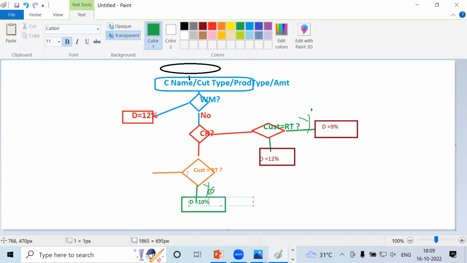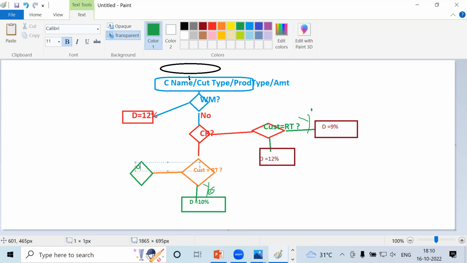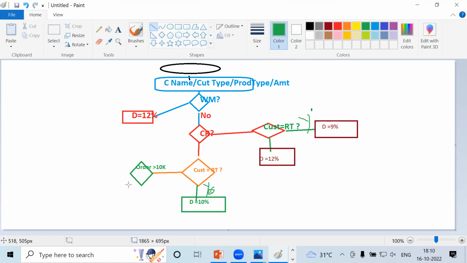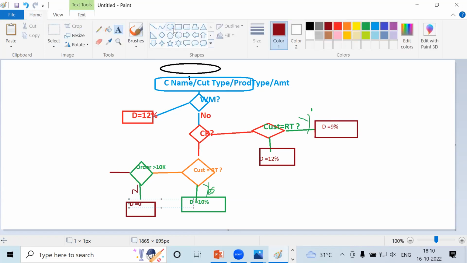If he is not a retailer, then naturally he is a dealer. For a dealer, there is another condition given. What is it? Whether the order is more than 10,000. There could be two answers. If it is no, there is no discount at all. Discount is equal to 0. If the order is more than 10,000, the discount is equal to 20%.